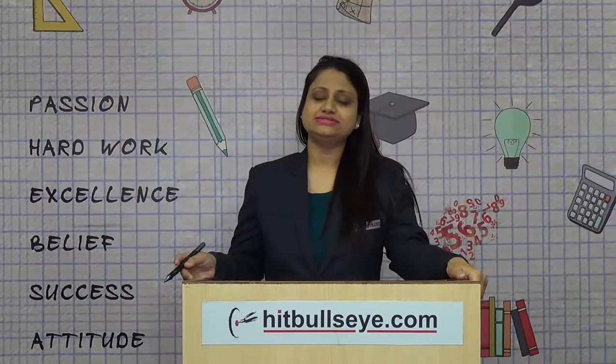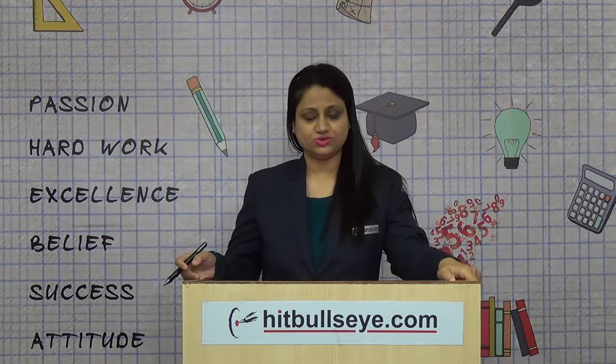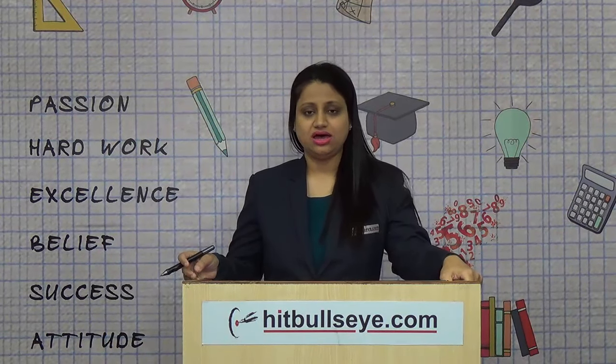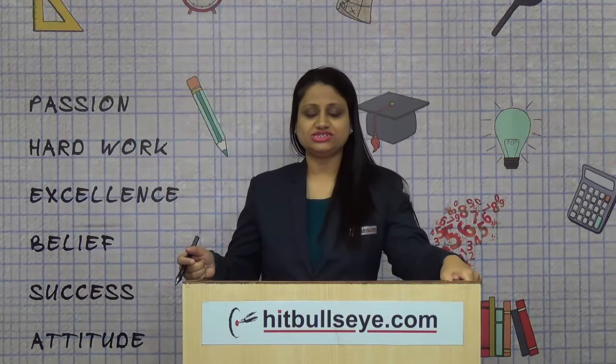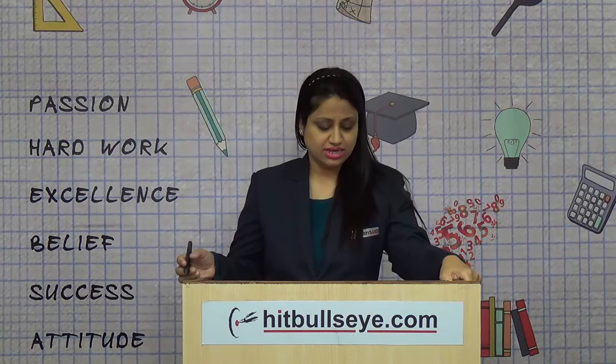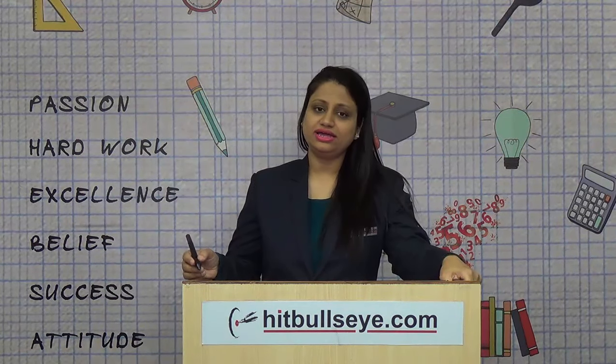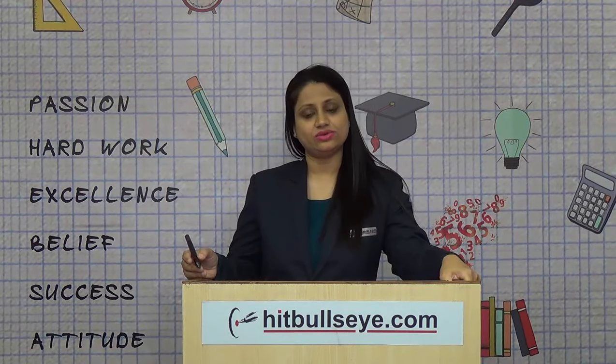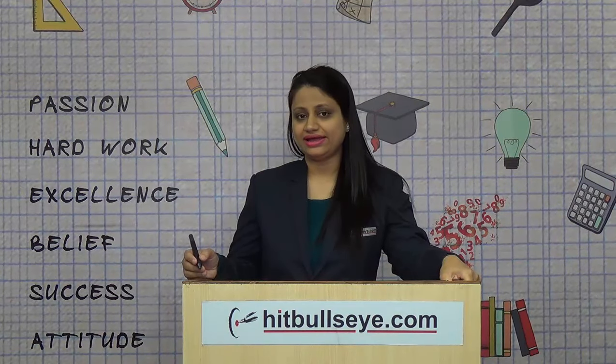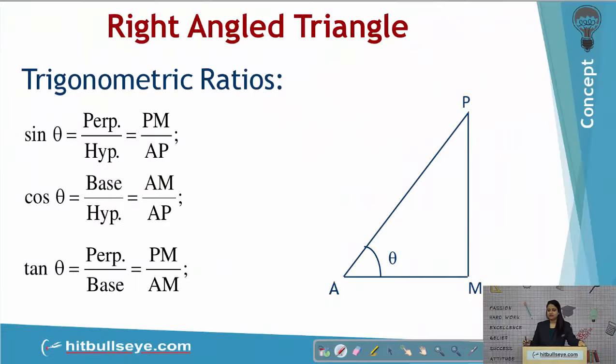First of all, let us discuss three important T ratios, I mean trigonometric ratios. I will use the abbreviation T ratios. We can talk about all the T ratios in a right angle triangle only. What do you mean by a right angle triangle? It means a triangle which contains an angle of 90 degree, as you can see in the picture.